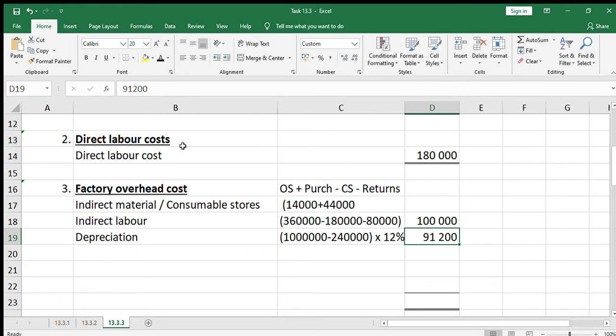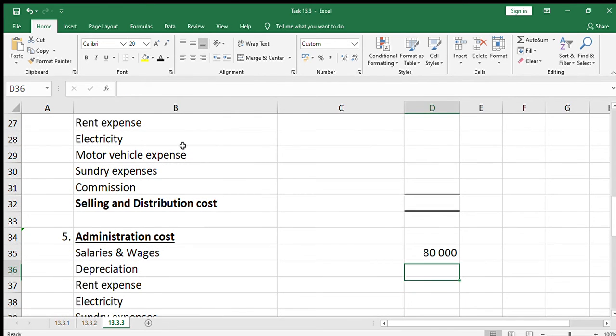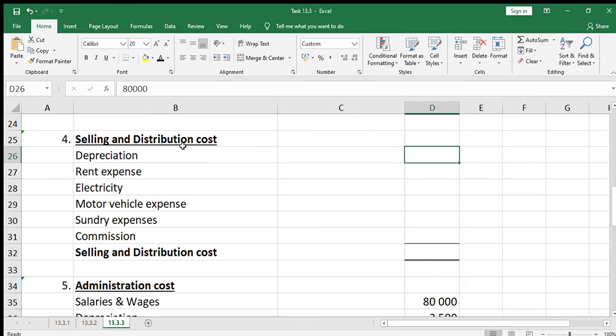Then number 8, depreciation amounts to 2,500 on office equipment. Now any costs relating to the office will go to the administration costs. So go to your administration costs, and we're going to put in 2,500 for depreciation. And 11,000 on the sales vehicle. Now the sales vehicle will go to the selling and distribution costs. Okay, so we're going to go to the selling and distribution. We're going to put this amount in for depreciation, 11,000.